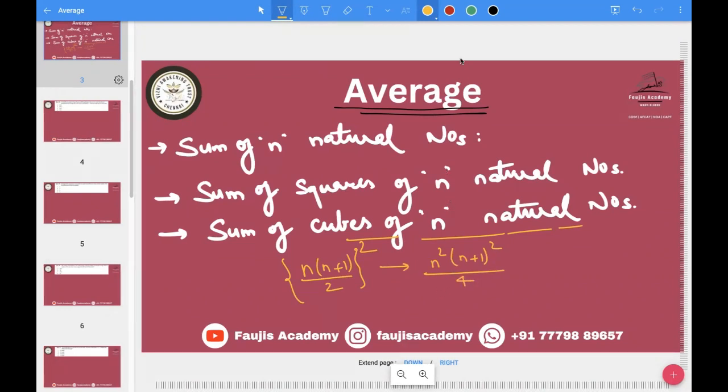Still, we are dealing with the sum of the cubes of n natural numbers. Right now, we are still dealing with the sum of the cubes of n natural numbers. If we put n in the denominator, how will it look? Will it not look like n square into n plus 1 whole square divided by 4 into n?